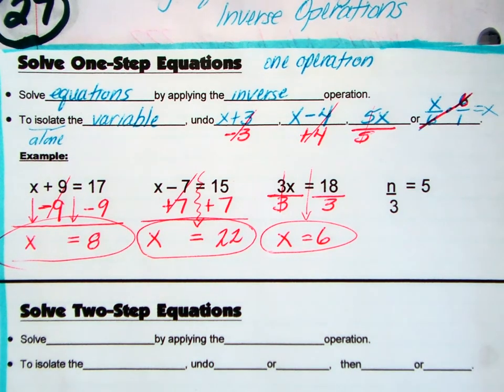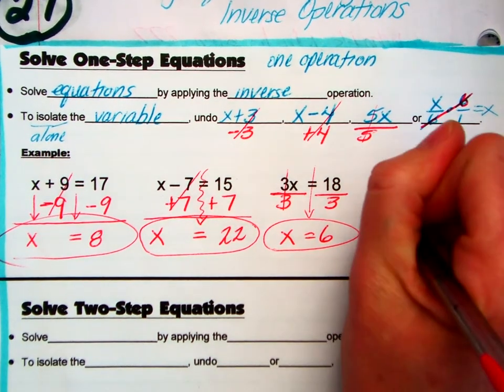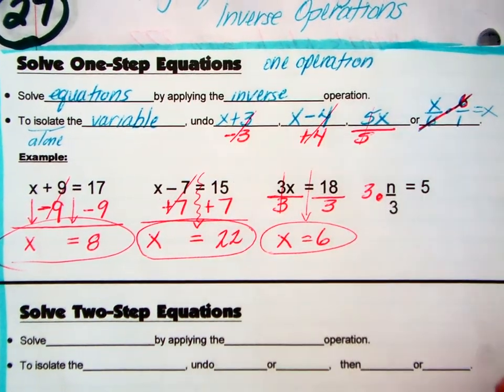Last one of our one-step equations. N divided by 3 equals 5. First, you ask yourself, what is the current operation? That would be division. Then you ask yourself, what is the opposite or inverse operation of division? That would be multiplication. So to get n to live by itself, or to isolate the variable, I need to multiply. N is being divided by 3, so now I need to multiply it by 3.